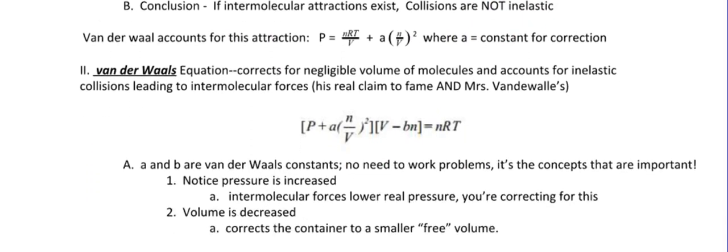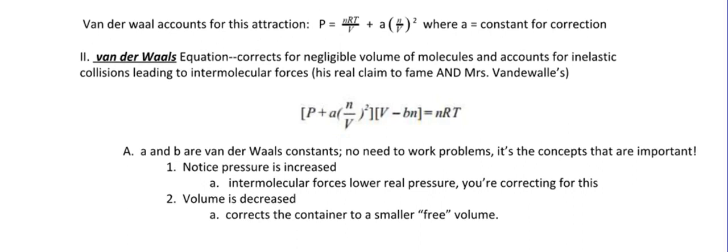All right, so it says a and b are van der Waals constants. Again, you don't need to work out the problems. It's the concepts that are important. So note the pressure is increased because it's P plus this quantity. Why is it increased? Because you are correcting for the intermolecular forces at lower pressure. Volume is decreased. Why? Because it's correcting the container to a smaller, quote, free volume. What does that mean? Free volume means without the volume of the gas molecules there.